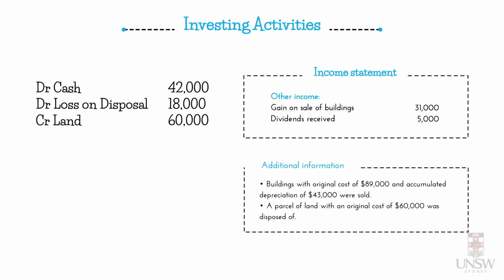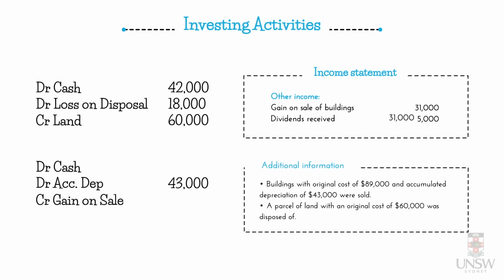So the first line will be debit cash, and we leave a missing amount. We're going to calculate that. We're going to debit accumulated depreciation for 43,000. We're going to credit a gain on sale of buildings, 31,000. We're going to credit that original cost of the building, 89,000.